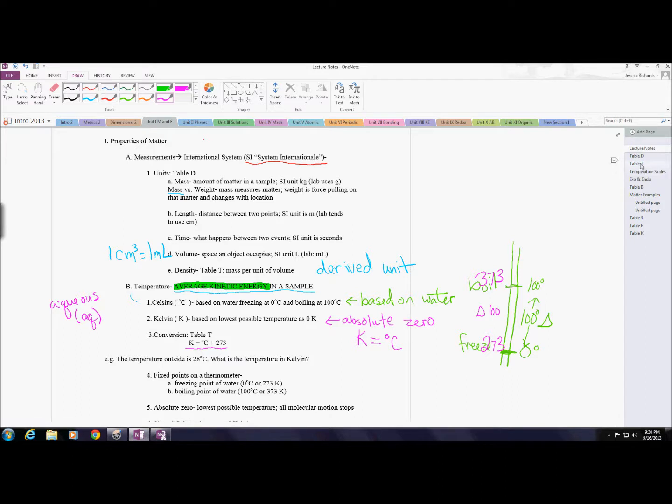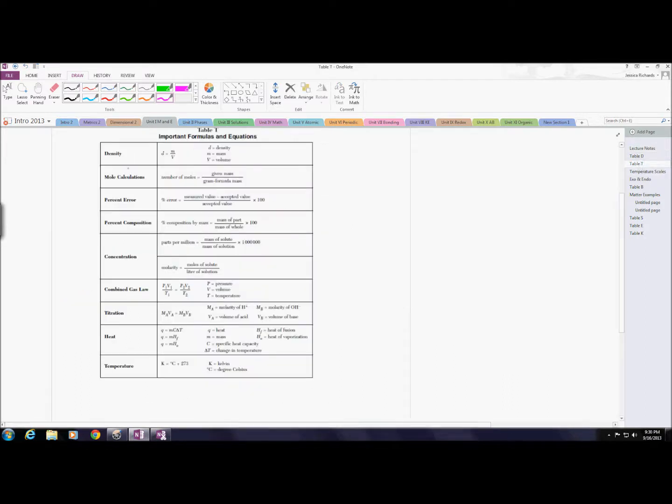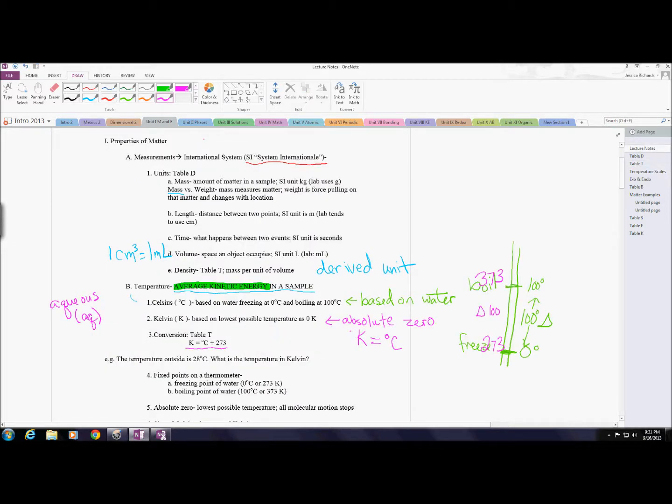And if we look at reference table T, we have our density equation. Remember I said that was on table T right there. Density equals mass over volume. And right down here at the bottom, here's your temperature change. Kelvins equals degrees Celsius plus 273. So we're going to use the Kelvin scale for a lot of our math work, because with no negative numbers, you don't have to worry about temperature being in the denominator of any of your equations.